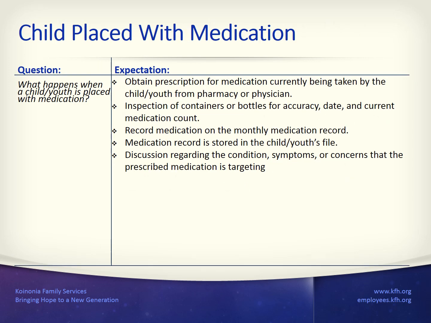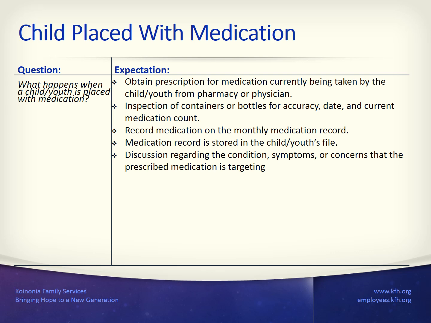When a child or youth is placed in a resource home with medication, it is the responsibility of the Koinonia Family Service staff or the resource parent to contact the pharmacy or possibly the prescribing physician to obtain a copy of the pharmacy printout for the medication currently being taken by the child or the youth.